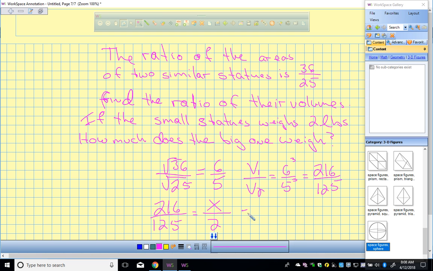Okay? So you get 2 times 216, what's that? 432 equals 125x. So the big one weighs 432 divided by 125, which comes out to be 3.4243 pounds about. Okay? About that much. See the way that works? Yes? This can be a little confusing, okay?